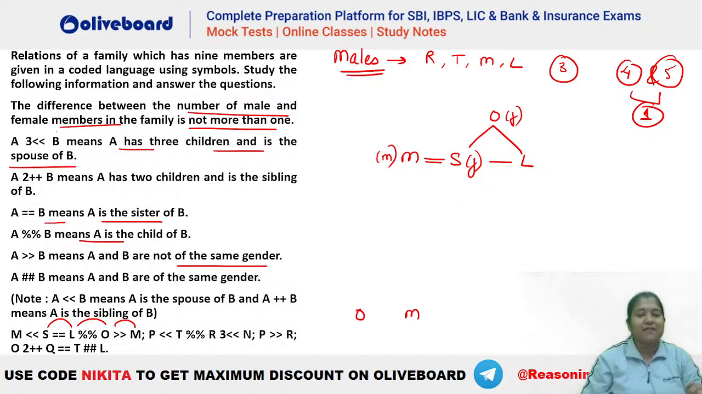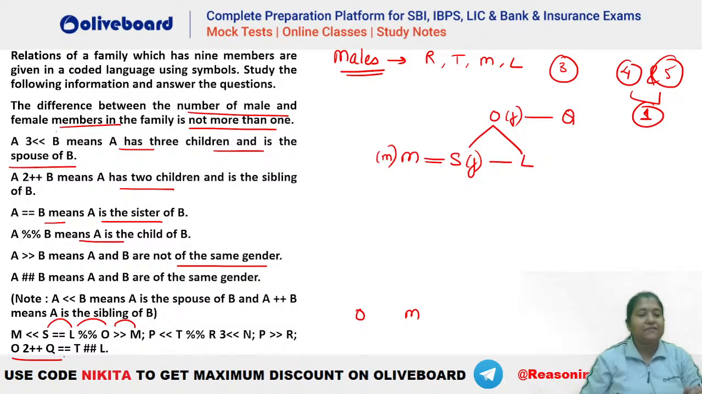Now what else can we connect here? Let's see. Then we have P, this one no. O2 plus Q. Plus means that O has 2 children. So O has 2 children and is the sibling of B. That means O is the sibling of Q, right? So O is the sibling of Q will be like this. And you can already see that O has 2 children here. Okay. Then after that, what else can we connect here?